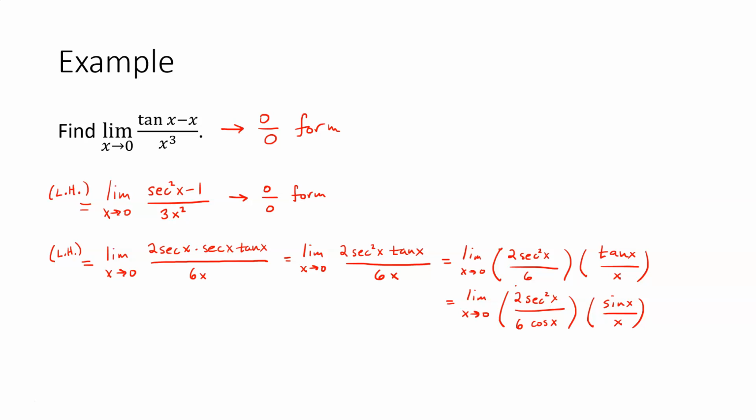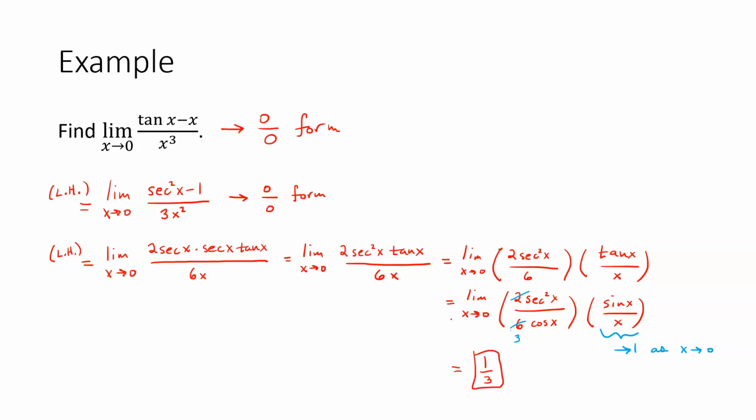Now I see, actually, if I look at these two pieces separately, this is going to go to 1. And then what remains over here goes to, let's see, actually the 2 over 6 reduces to 1 over 3. And then secant squared and cosine both go to 1. So we're just left with 1 over 3.